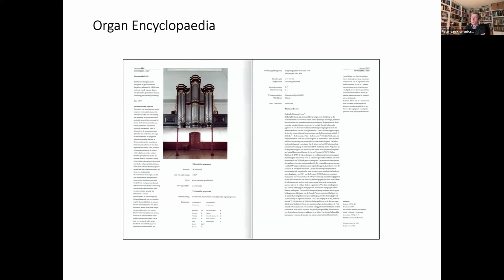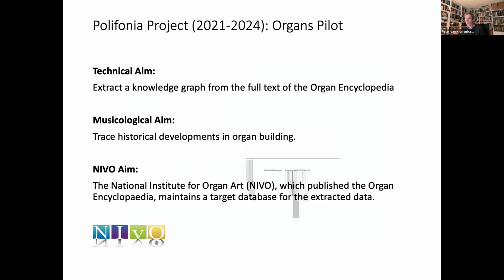This was published between 1998 and 2010. So part of it is already old, so things have happened in between, and errors were discovered, and the book went out of print. So our aim in the Polyphonia project was to digitize all this information and to extract a knowledge graph from the full text of this encyclopedia. And with that, we had a musicological aim. Using all this knowledge, we can trace historical developments in organ building.